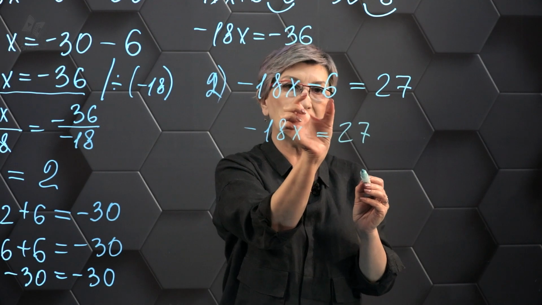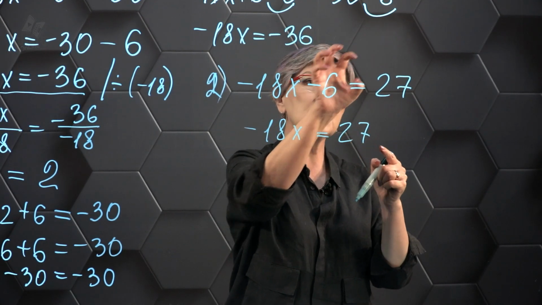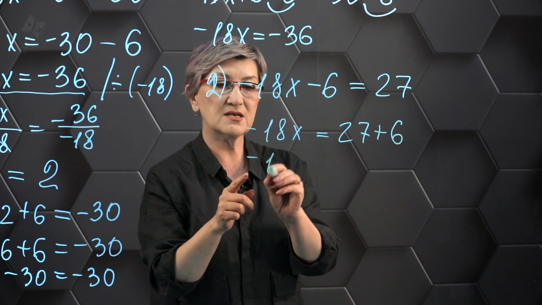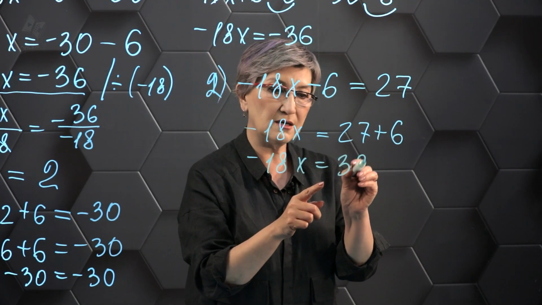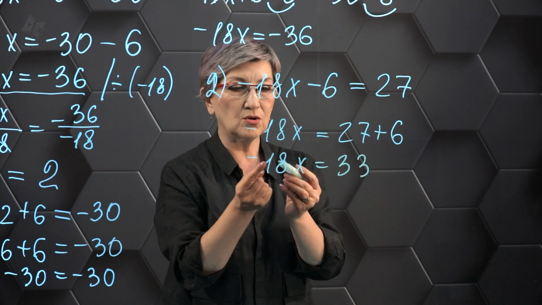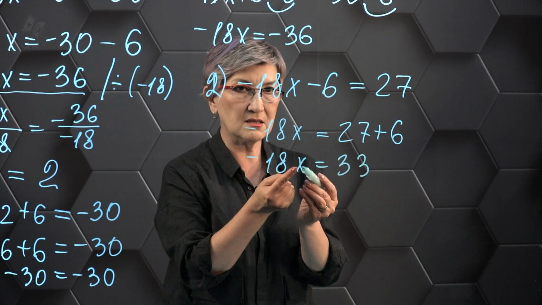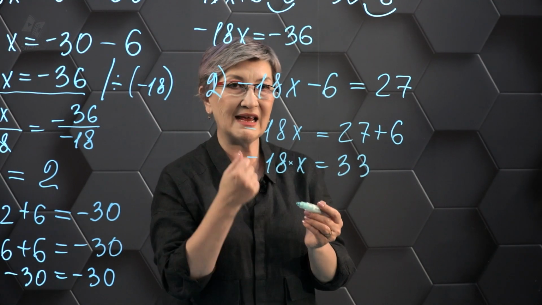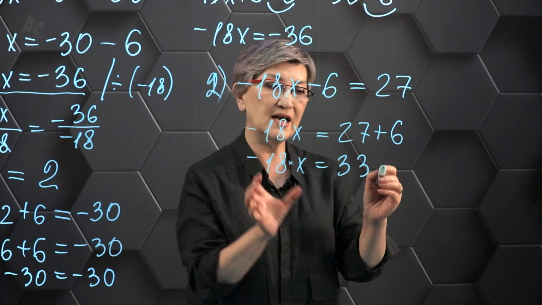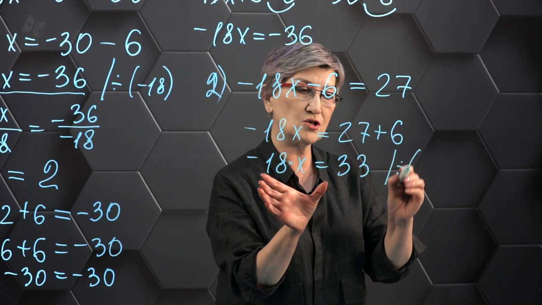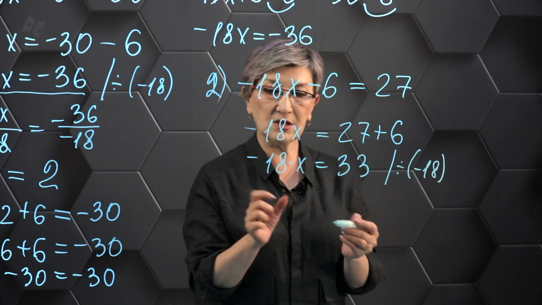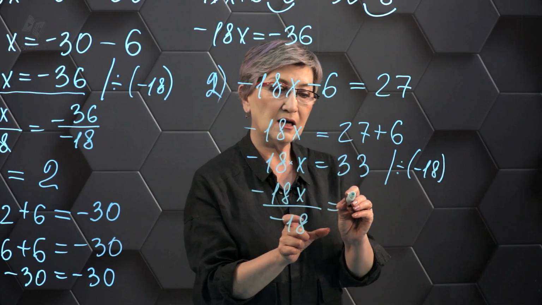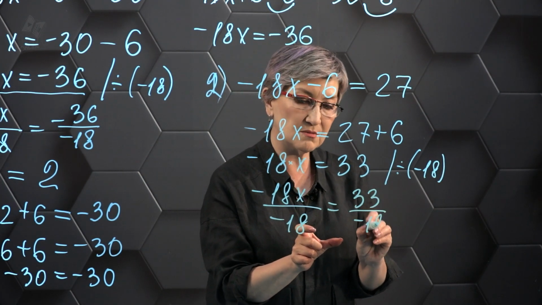And now minus 6 by our rule goes to the right-hand side. The result is plus 6. Minus 18x equals 33. Between minus 18 and x, there is multiplication, so the number minus 18 is a factor. So we divide the left and right parts by the number minus 18. The result is minus 18x divided by minus 18 equals 33 divided by minus 18.